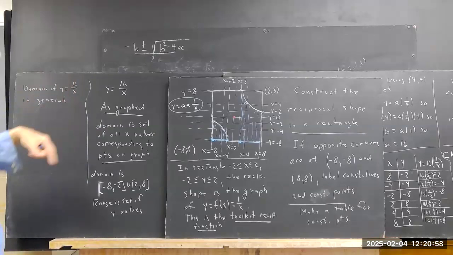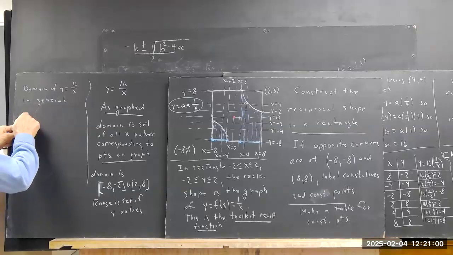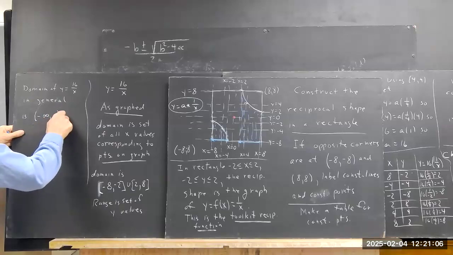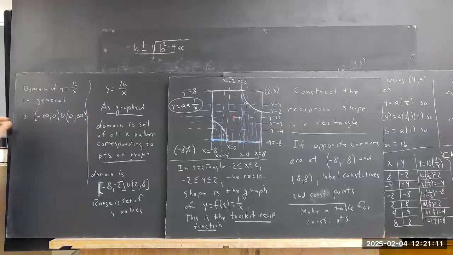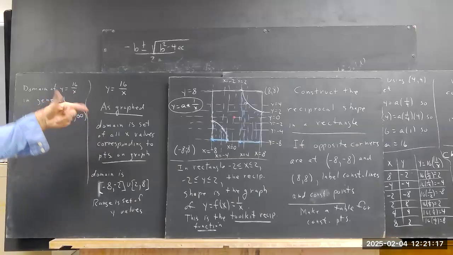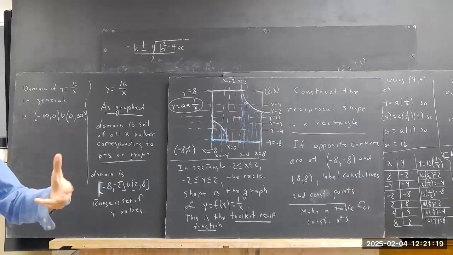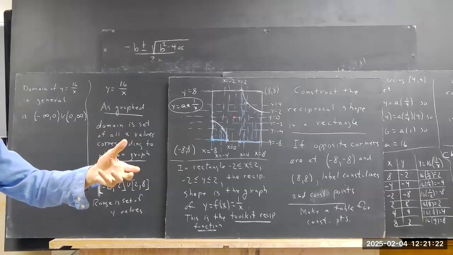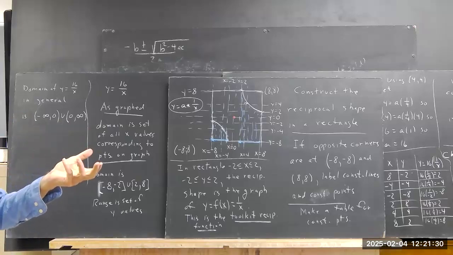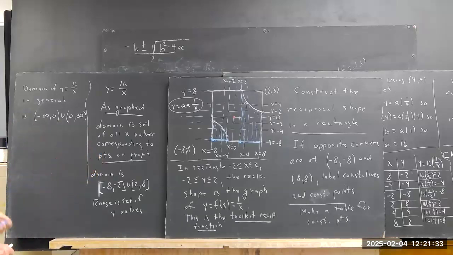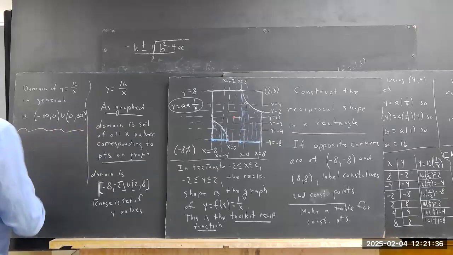The domain of y equals 16 over x in general is the set of numbers from -infinity to 0 union the numbers from 0 to infinity. Why do I say that? Well, division by 0 is forbidden, right? You can't divide by 0. We talked about that last time, didn't we? You talk fairly extensively about why you can't divide by zero. And you can't take the square root of a negative number. Those are the two things you gotta watch.